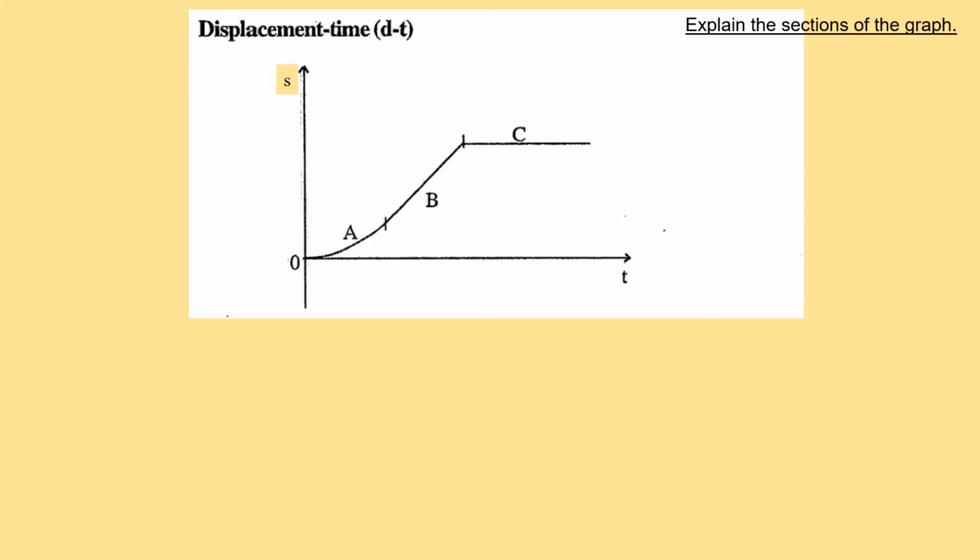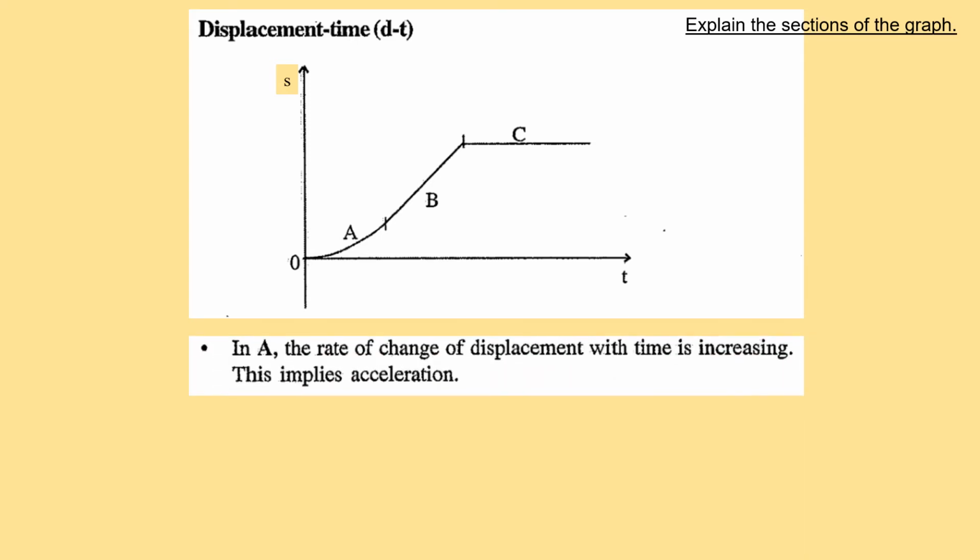Okay, so let's very briefly look at part of this exam question here. What you'd be given is this displacement time graph, and it would say explain the sections of the graph A, B, and C. So you'd have to talk about the different sections of the graph. Section A, the velocity is clearly increasing. The rate of change of displacement, the velocity, is increasing, so therefore that implies an acceleration.